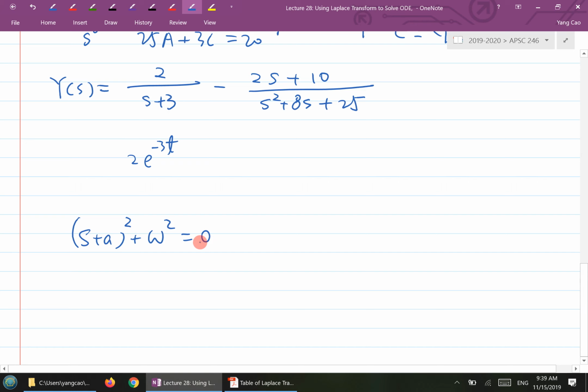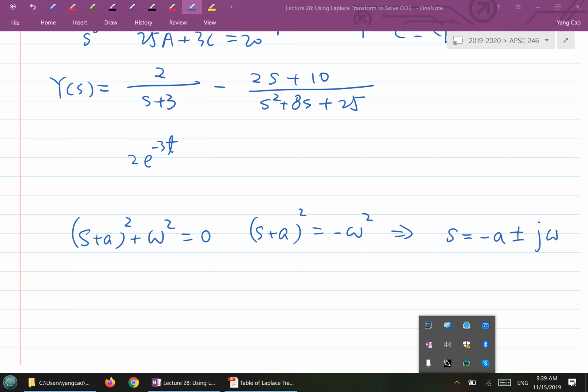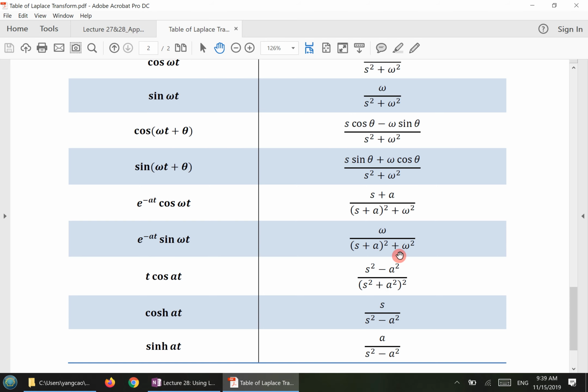And if I let this denominator be 0, let me see what the solution is. So we get (s+a)² equal to -ω². Then what's the solution for s? It's negative a plus or minus jω, right? So it's a complex number. This is exactly what we are dealing with here. The poles of the denominator are complex conjugate numbers, same as what's in this table.